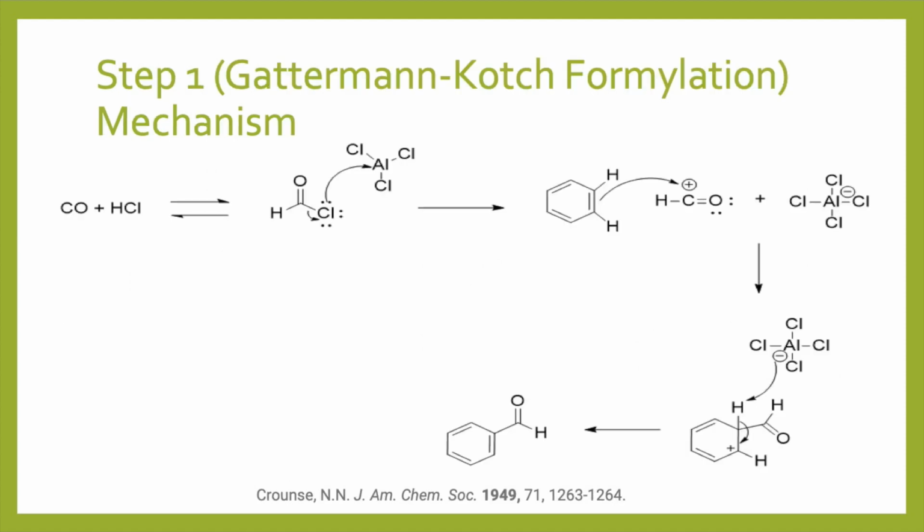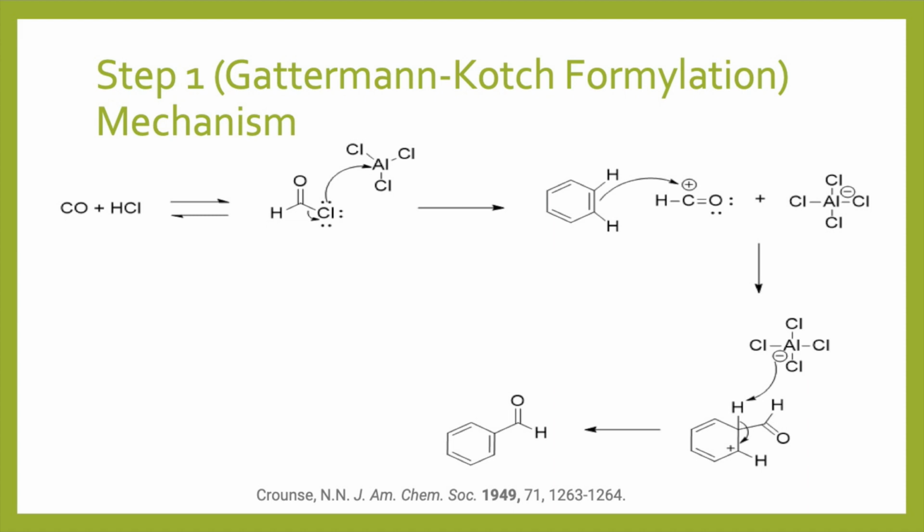As a reminder, the Gattermann-Koch formylation is the conversion of benzene to benzaldehyde. The first step starts off with carbon monoxide reacting with hydrochloric acid reversibly to produce an unstable acid chloride. The acid chloride then reacts with aluminum chloride, giving us an intermediate called the formyl cation.